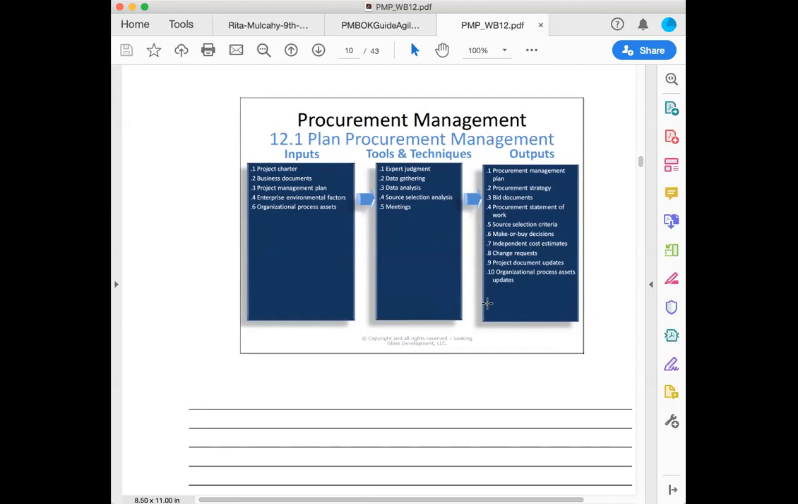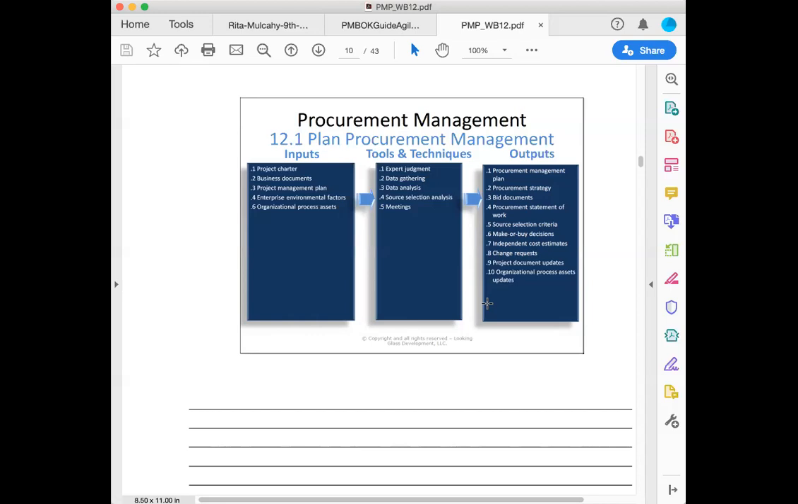Expert judgment, data gathering, data analysis, source selection analysis, and meetings. The simple fact being that experts need to give us a point of view on what we should buy, and we gather data on whether product A, B, or C, or service A, B, or C should be used, right? Source selection analysis, we should have a systematic way of figuring out what we're going to buy, and then definitely meetings to go over it.